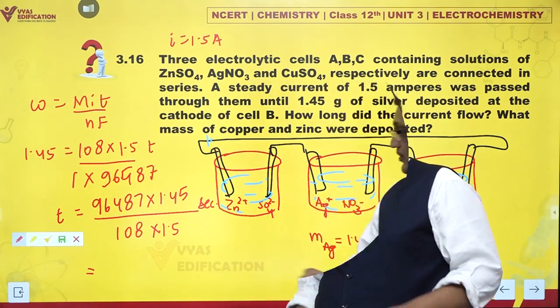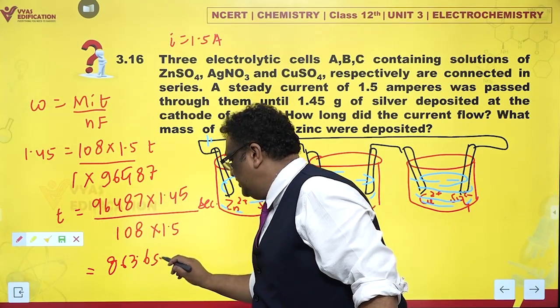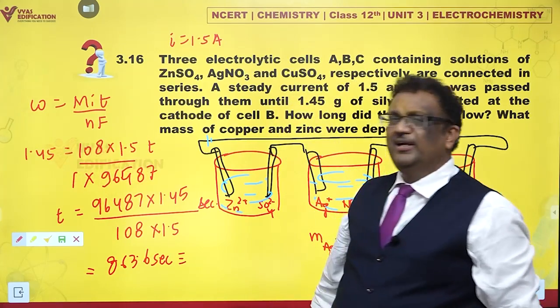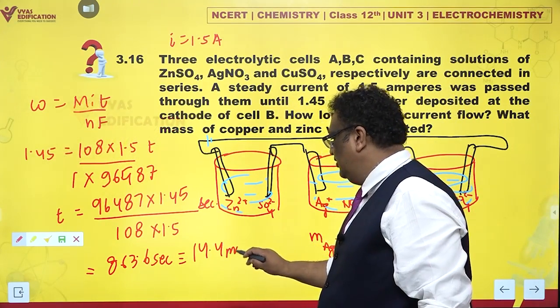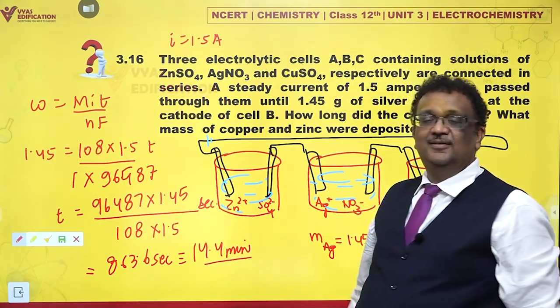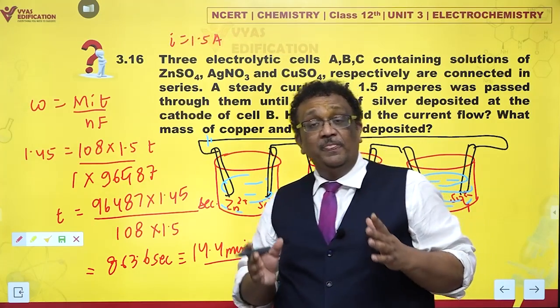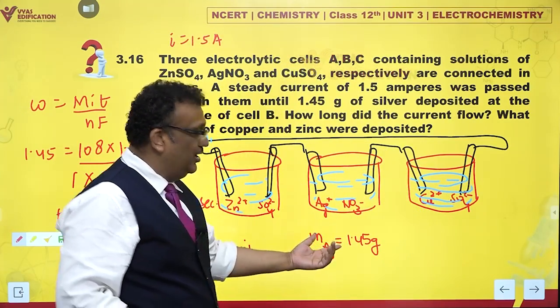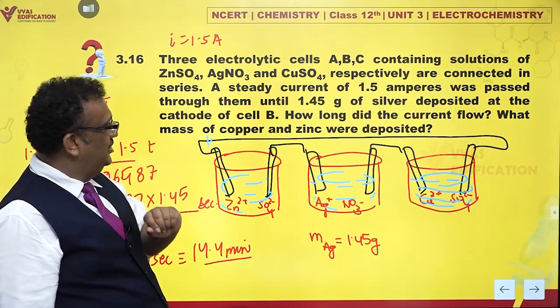Let's do that. That gives you 863.6 seconds. If you divide that by 60, that corresponds to around 14.4 minutes. That would be the time for which the current would need to flow in order to deposit barely 1.45 grams of silver. First part.